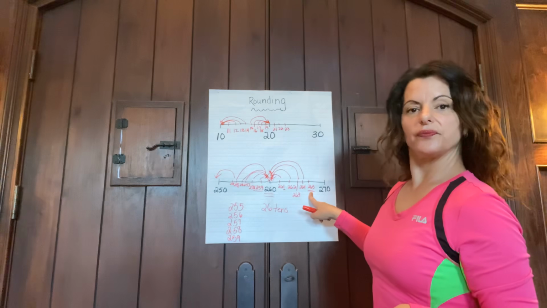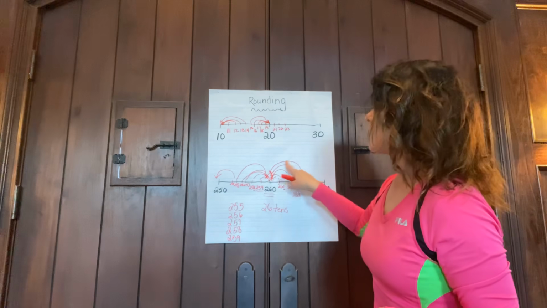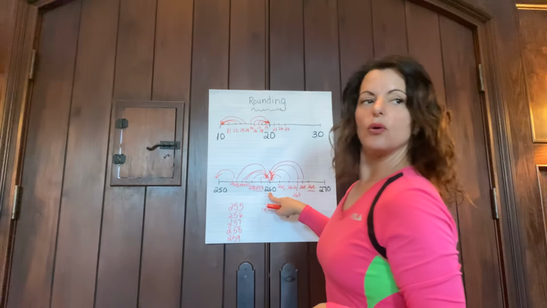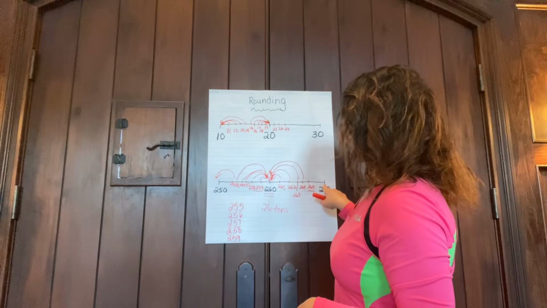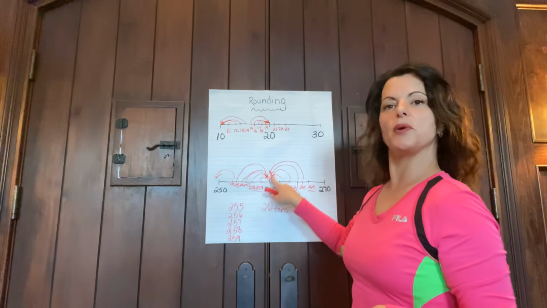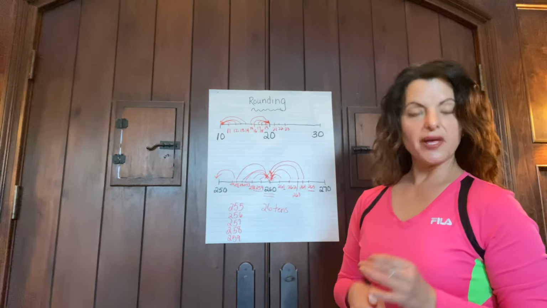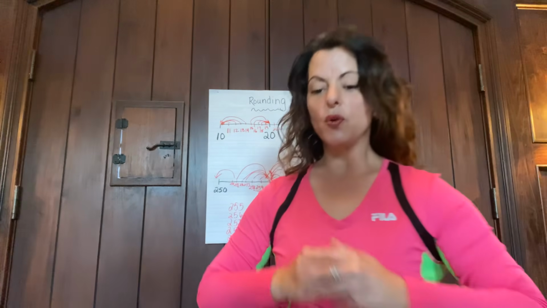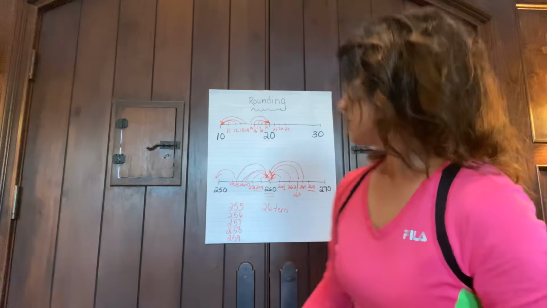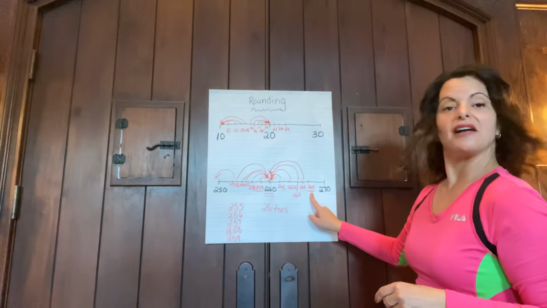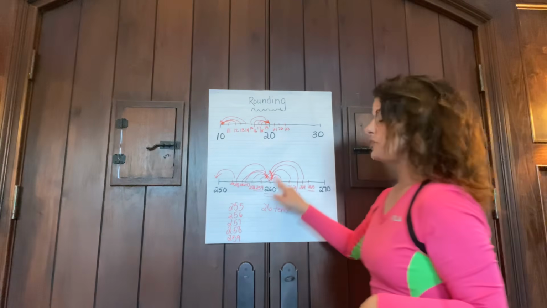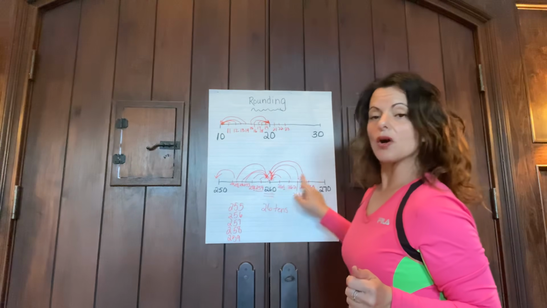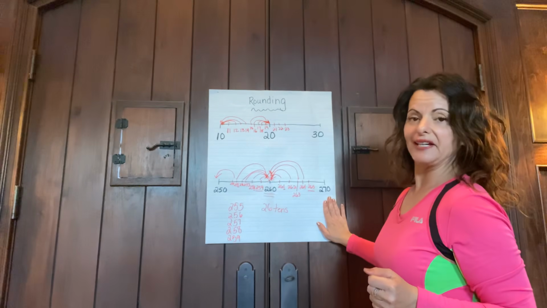265. Does that round down to 260? Or does that round up to 270? Which way will this one go? I want you to answer that in your Google Slides, or in your Google Classroom, or in an email to your teacher. 265 rounds down to 260 or up to 270.